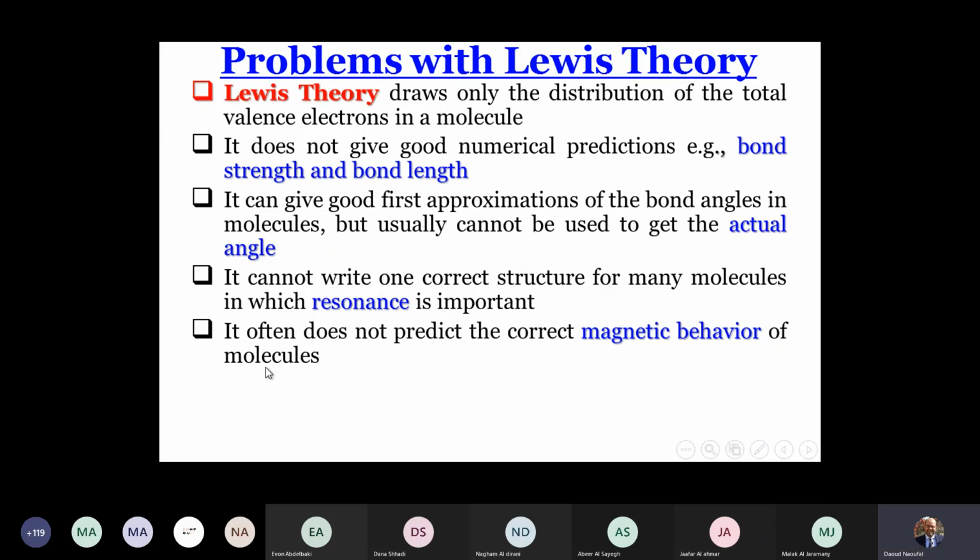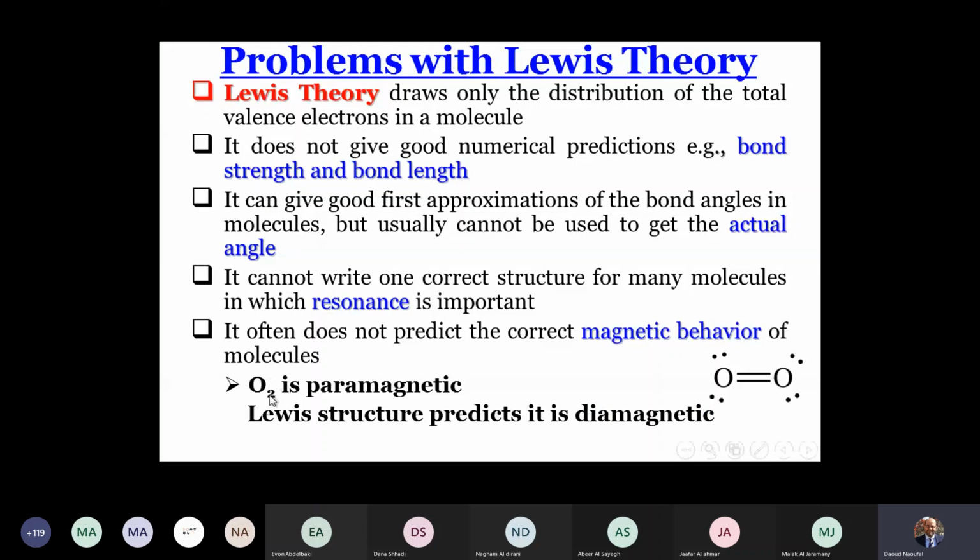It does not predict the magnetic behavior of the molecule. For example, according to Lewis, for oxygen, the Lewis structure predicts that we don't have single electrons. So O2, according to Lewis, is diamagnetic, but the experiment proved that oxygen is paramagnetic. So this is an inconvenience of Lewis theory.